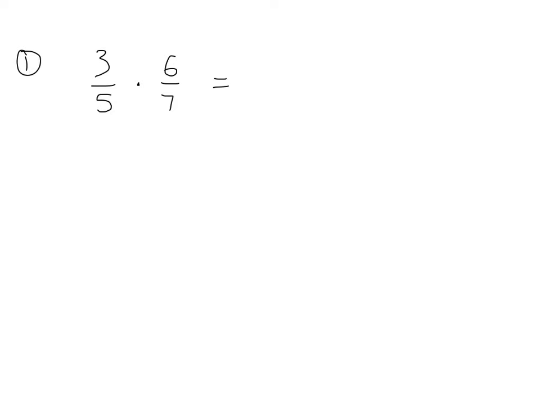Alright, so hopefully you remembered with multiplying fractions, you just literally multiply straight across the top. 3 times 6 is 18, and then multiply across the bottom. 5 times 7 is 35.